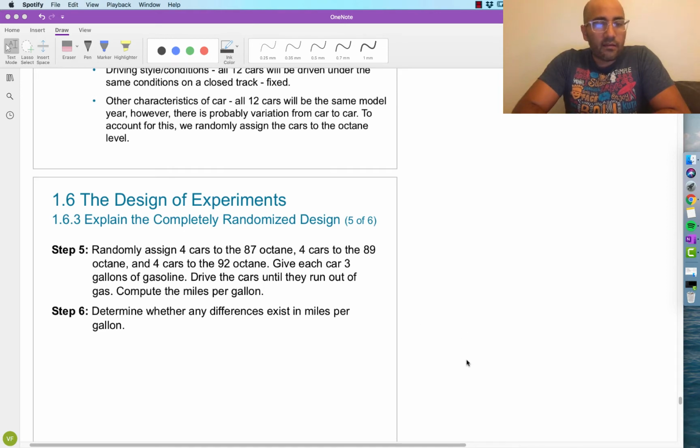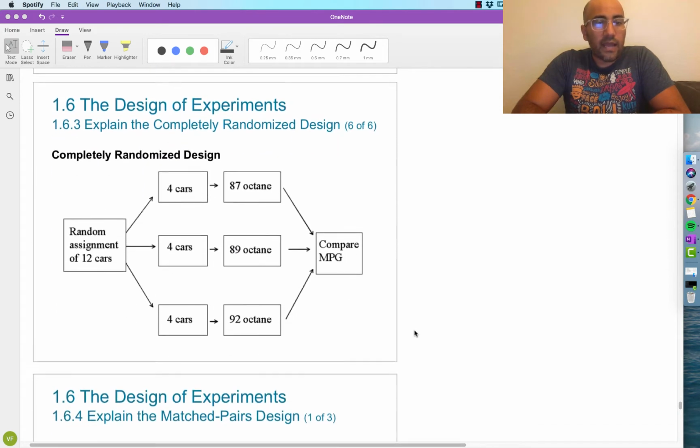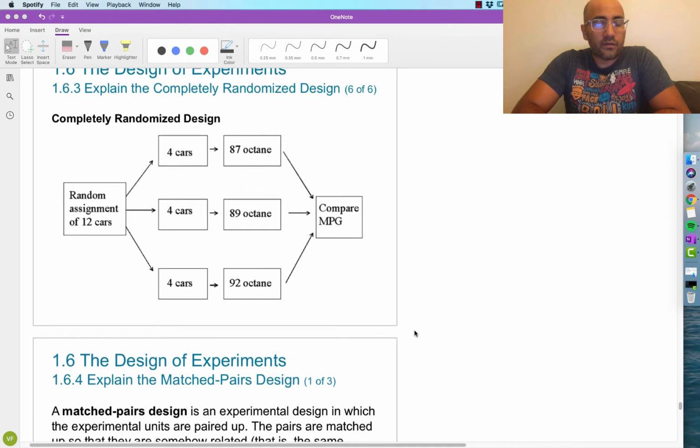Okay, and then determine whether any differences exist in miles per gallon. So here's a nice little diagram of this particular experiment, right? So here are 12 cars, randomly assigned four cars, give them the different treatments, which are the different octanes, and then compare the miles per gallon. Good. So this is one way to do this.